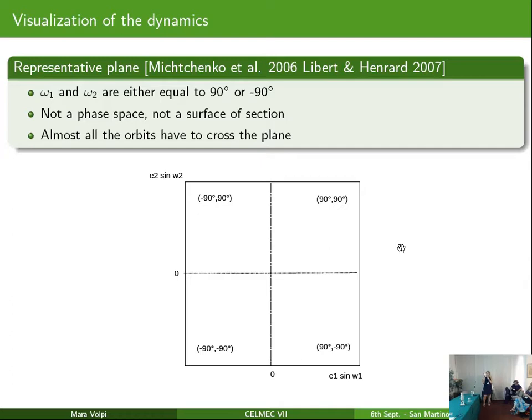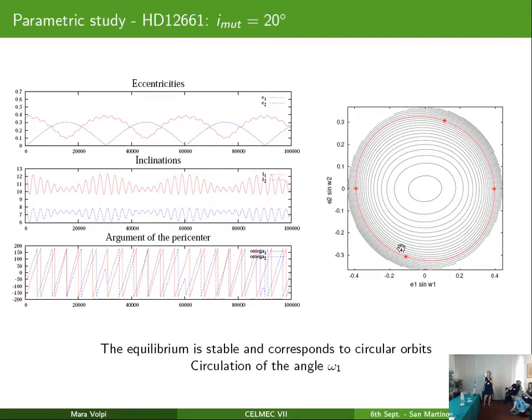On the x-axis, there is the eccentricity of the inner planet multiplied by the sine of omega-1, and on the y-axis, there is the eccentricity of the second planet multiplied by the sine of omega-2. So if you see negative values associated to the eccentricity, everything is fine, everything is under control.